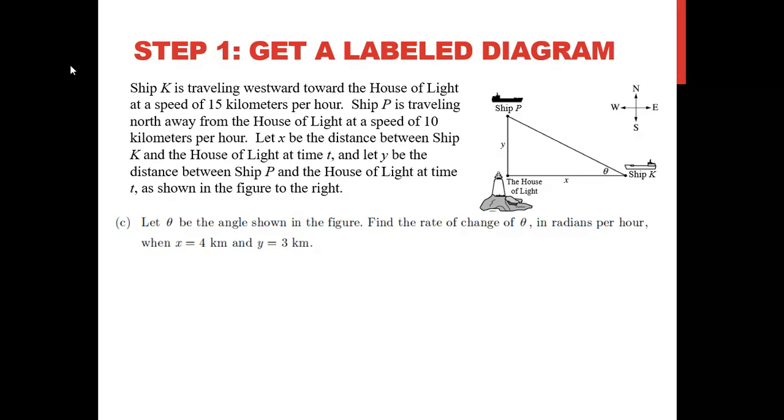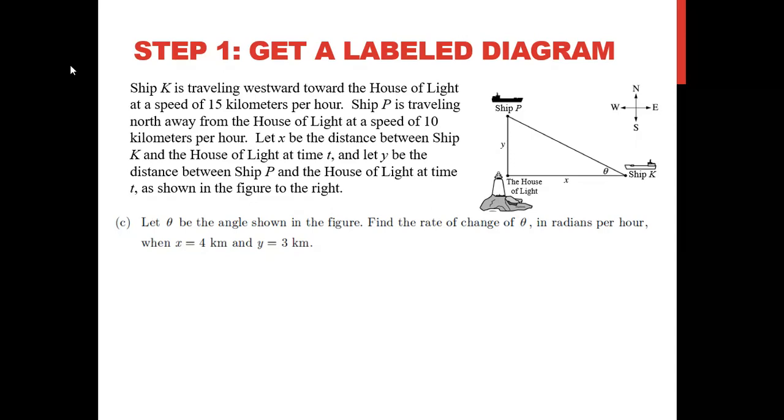So this is part of a multi-part problem, and this is the C part of that multi-part problem. We're supposed to let theta be the angle shown in the figure, and there it is, theta, with its vertex near ship K. Find the rate of change of theta in radians per hour when x is equal to 4 kilometers and y is equal to 3 kilometers.